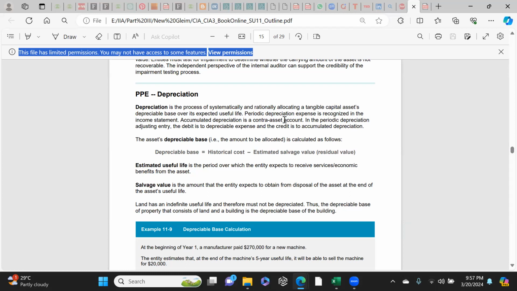Accumulated depreciation is a contra asset account. You keep on accumulating the depreciation in the depreciation provision account. The first year's depreciation will be there in the depreciation provision account, and you show that as a contra asset. You will not only show the asset value, but the asset value minus the depreciation, which you indicate as the net value of the asset. In the periodic depreciation adjustment entry, the debit is to depreciation expense and the credit is to accumulated depreciation. So that's how you do it.